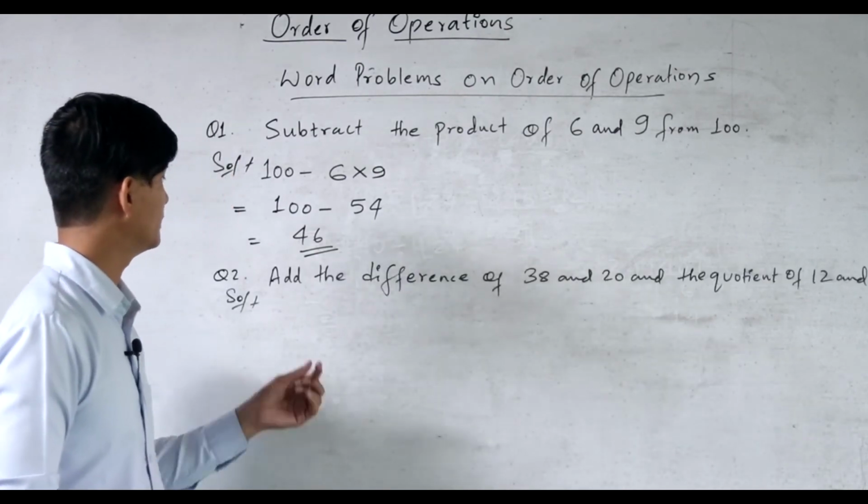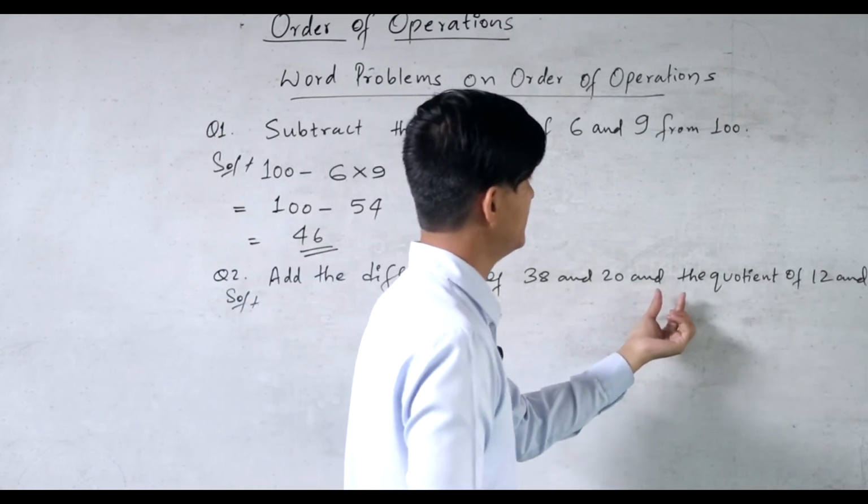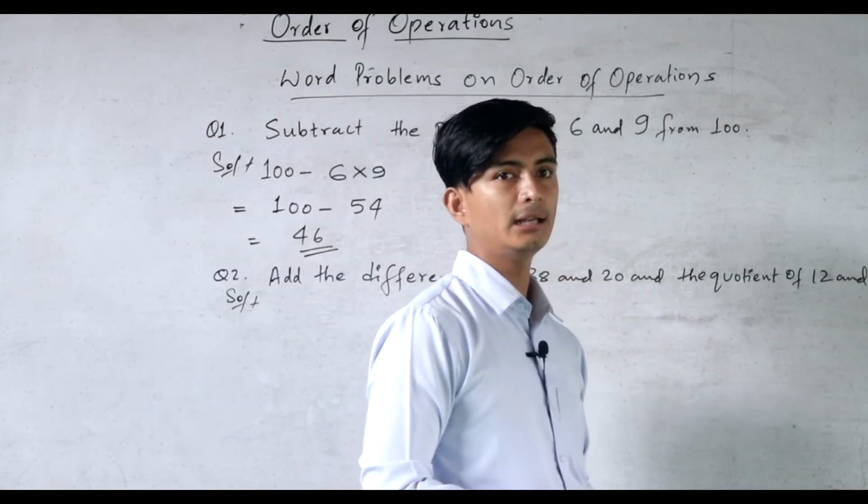Okay, here in question number 2, add the difference of 38 and 20 and the quotients of 12 and 4.